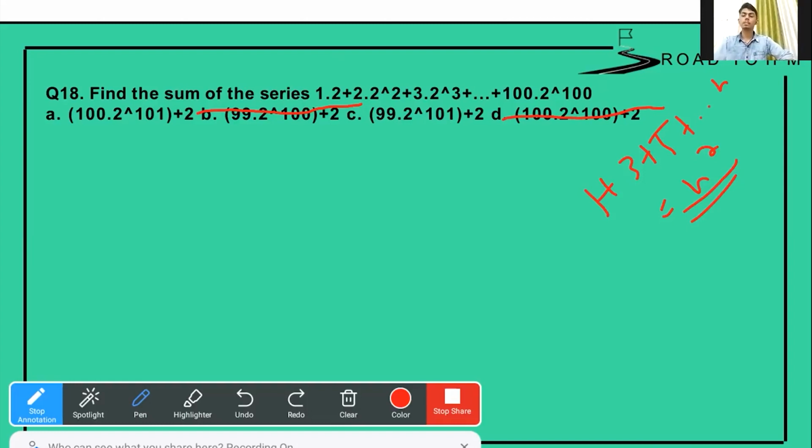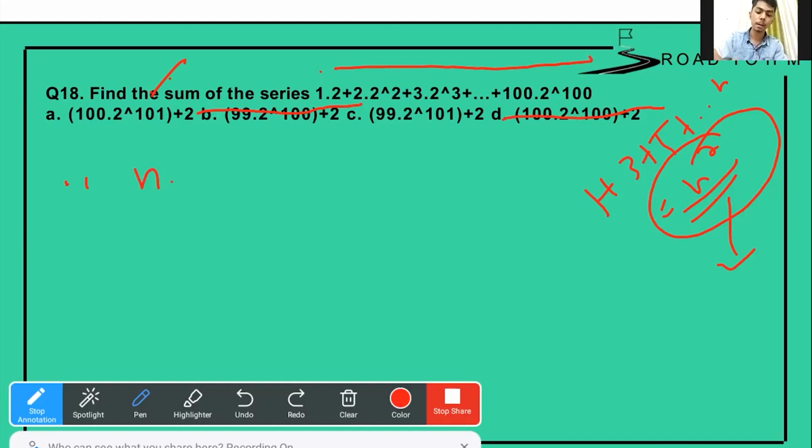Similar to that, this sum might also have a general formula. That's what I'm trying to say. So let's see if we can find a general formula for this. Let's take option A. There are 100 terms in this series, right? So option A can be expressed, instead of 100, using n, as n multiplied by 2 to the power n plus 1.